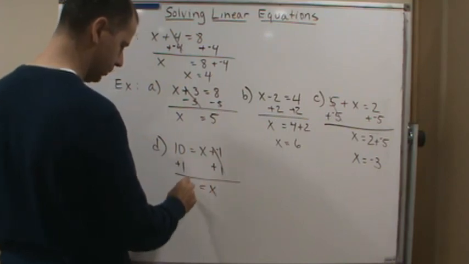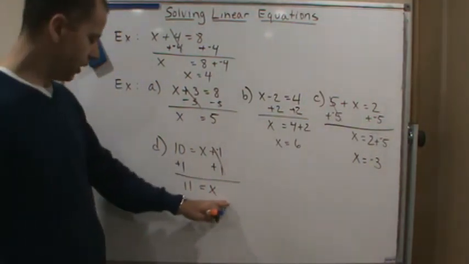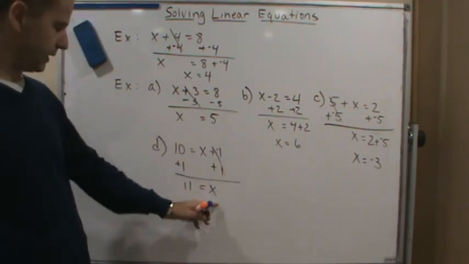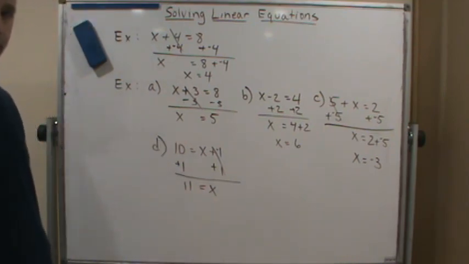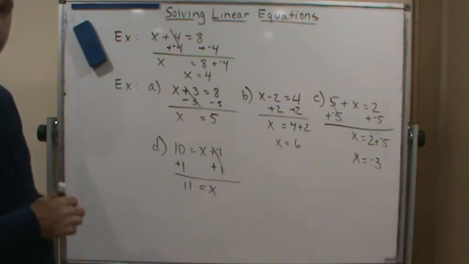x equals 11. Okay, so I could solve it this way too, right? As long as I have x on one side and everything else on the other side of the equation, it's a solution, right? So that goes back to that symmetry principle.